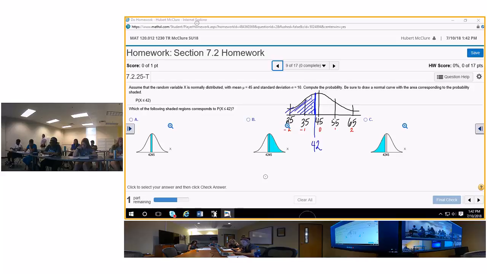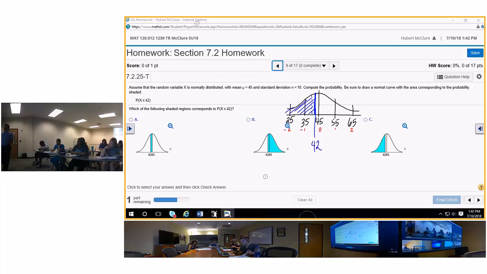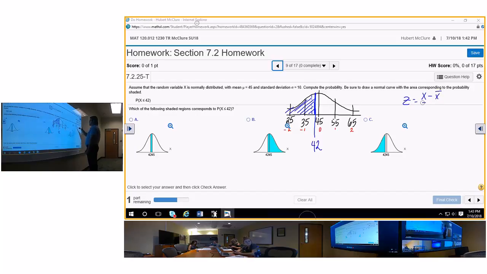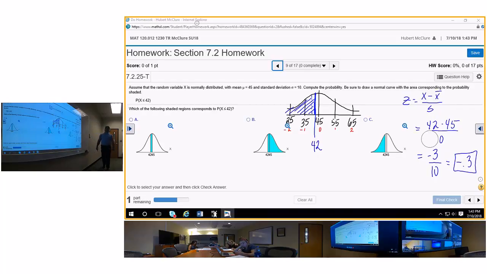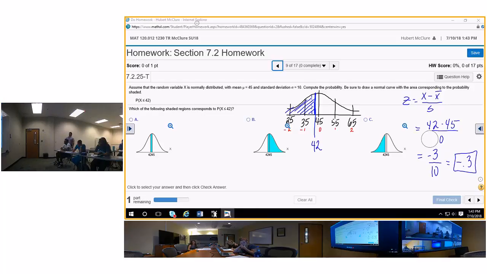What did I tell you the test scores were? What letter? Test scores are X. So what's the formula? Z score is equal to X minus mu over standard deviation. So that's equal to 42 minus 45 over 10, which is negative 3 over 10, which is equal to negative 0.3. And please don't use a calculator to do 3 over 10. If you do, I will be very disappointed. Okay? All right. So, my z-score is negative 0.3.